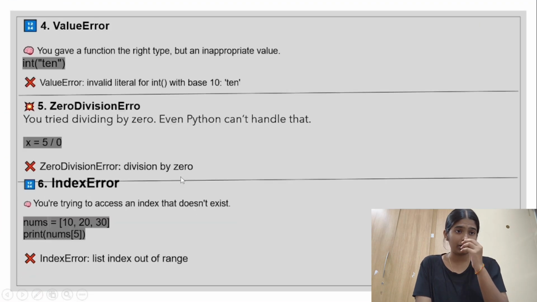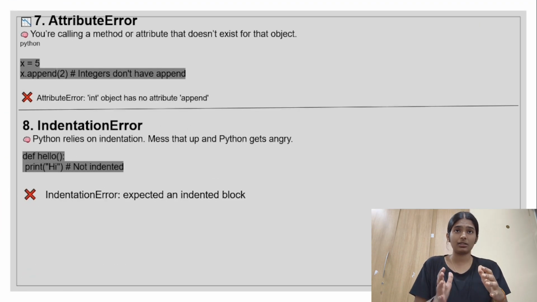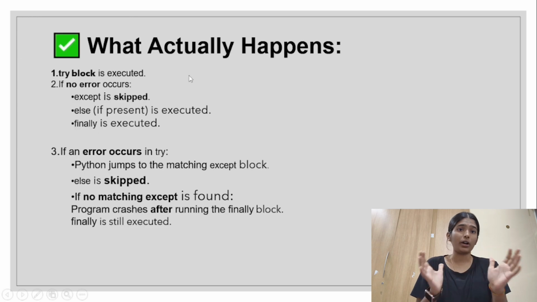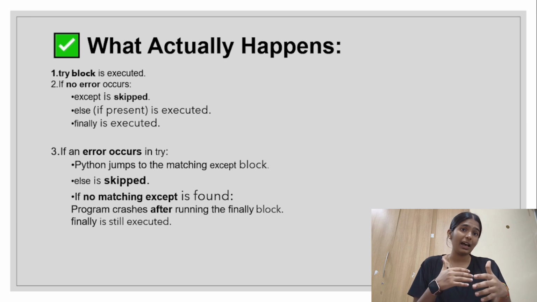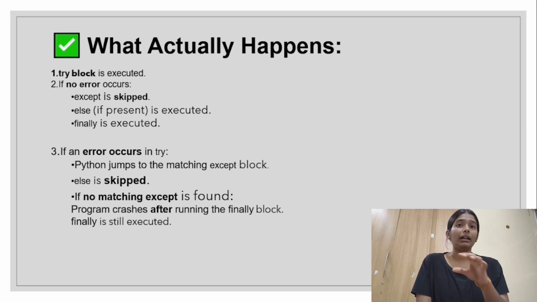As we have seen all these examples, let us take an overview of what actually happens. Try block is executed first. If no error occurs, except block is skipped, else is executed if present, and finally is also executed. If we have an error in the try block, Python jumps to the matching except block. Like we have that case of multiple exceptions, in that it will jump to the matching except block.